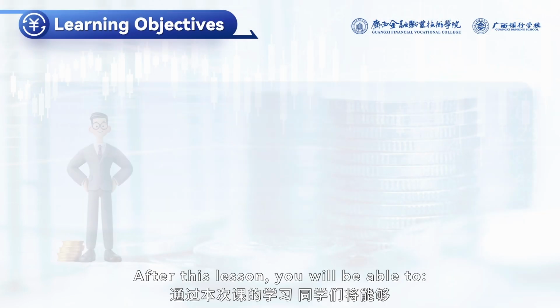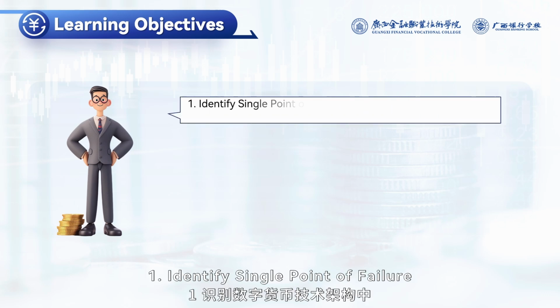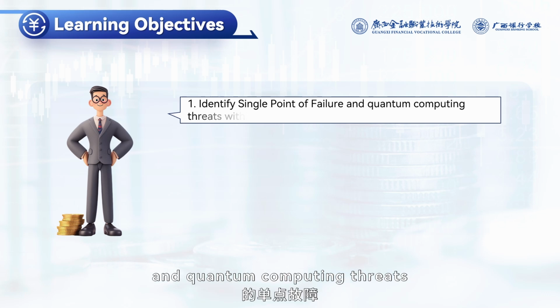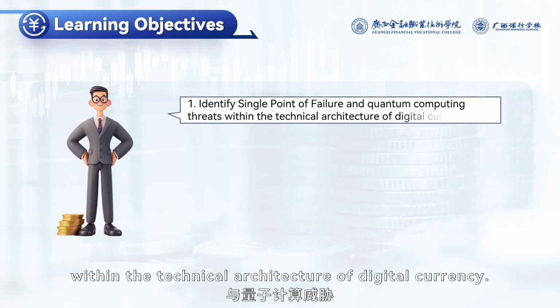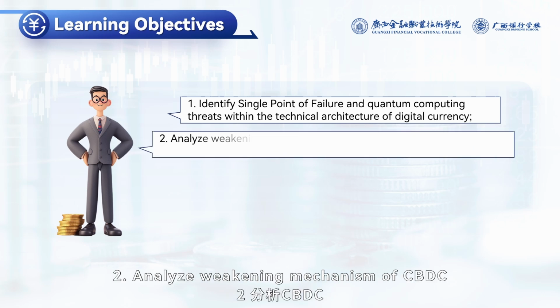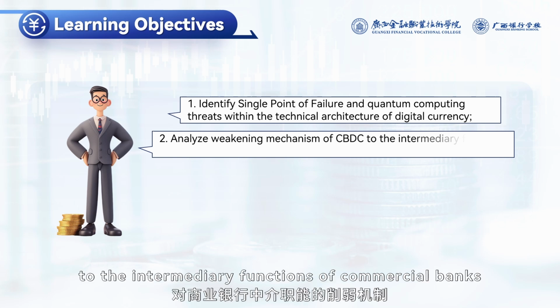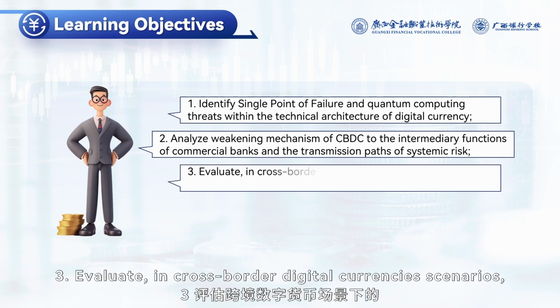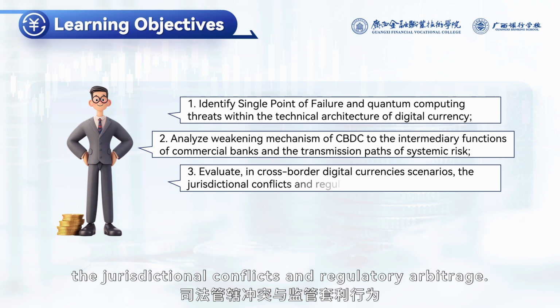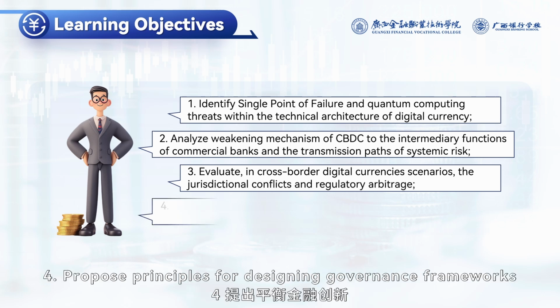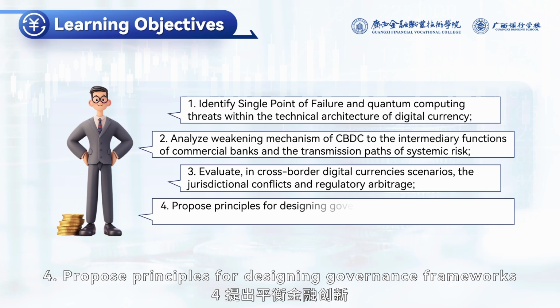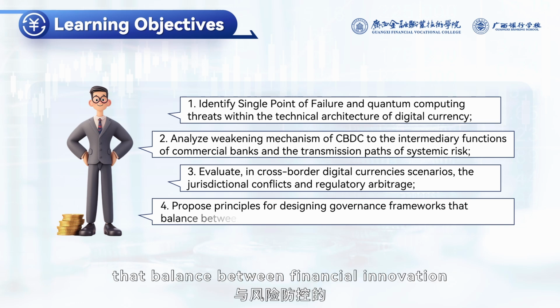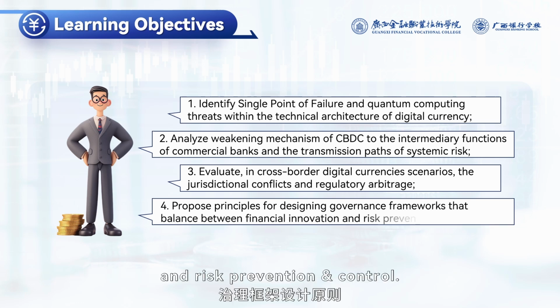After this lesson, you will be able to: 1. Identify single point of failure and quantum computing threats within the technical architecture of digital currency. 2. Analyze the weakening mechanism of CBDC to the intermediary functions of commercial banks and the transmission paths of systemic risk. 3. Evaluate, in cross-border digital currency scenarios, the jurisdictional conflicts and regulatory arbitrage. 4. Propose principles for designing governance frameworks that balance financial innovation and risk prevention and control.